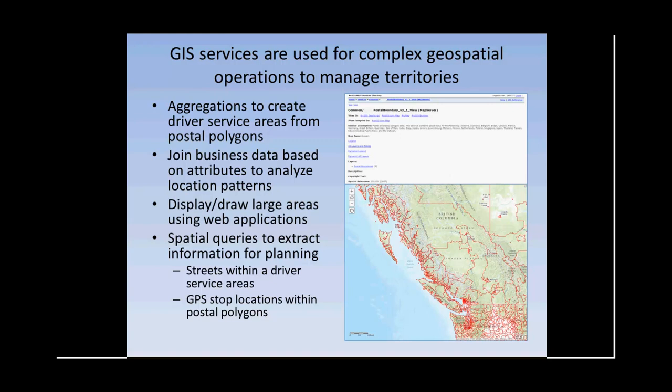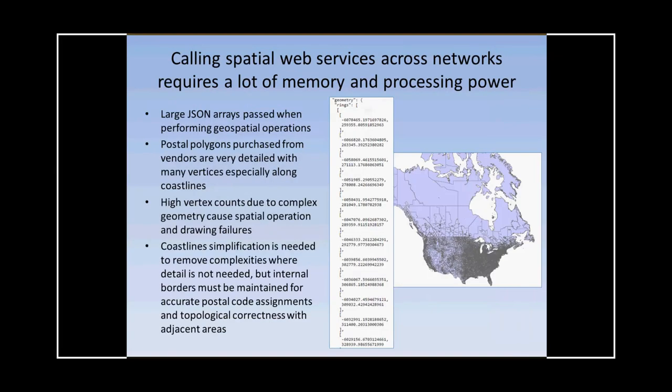Aggregations are used to create the service areas from the postal polygons. Business data is also joined to these postal polygons and service areas to do analysis of location patterns. They're drawn in web applications to display this information, and there are spatial queries performed like within spatial streets within driver service areas and GPS stops within postal polygon searches. Calling these spatial web services across networks from remote locations requires a lot of memory. We all know using even ArcGIS desktop running spatial operations is very memory intensive.